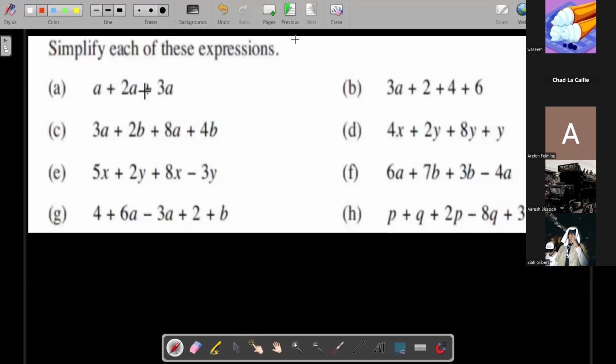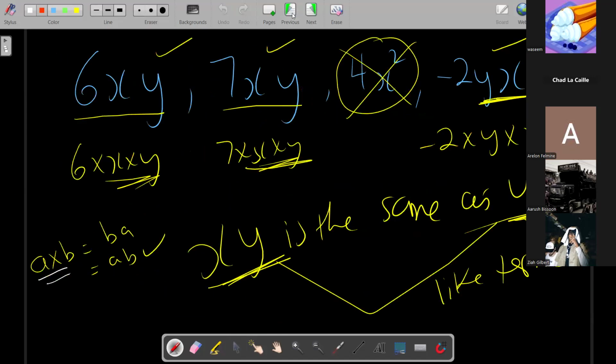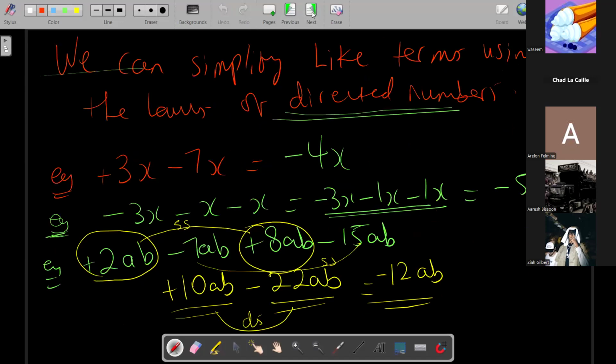Lastly, we looked at like and unlike terms, and we said like terms are terms with the same variable, the same unknown term, right? xy with xy's, all of them are like terms. Even if it's yx, still the same as xy. And we simplify like terms using laws of directed numbers, the different signs law and the same signs law. Same signs we sum, different signs we find the difference, we subtract, right?